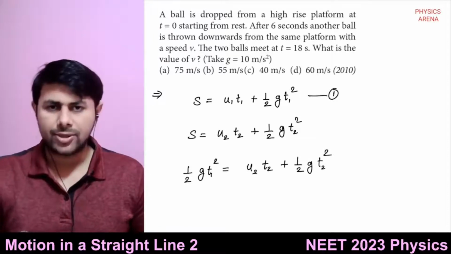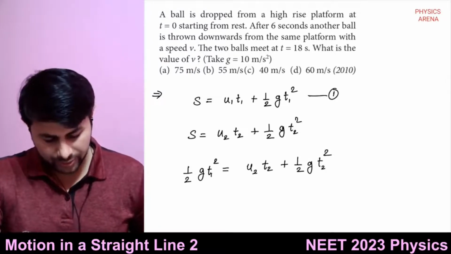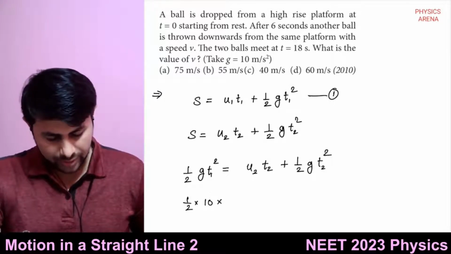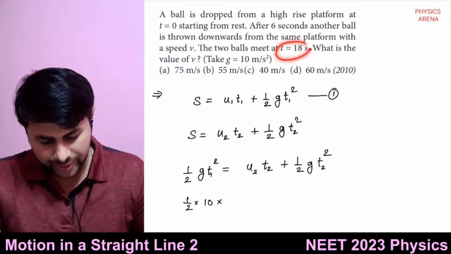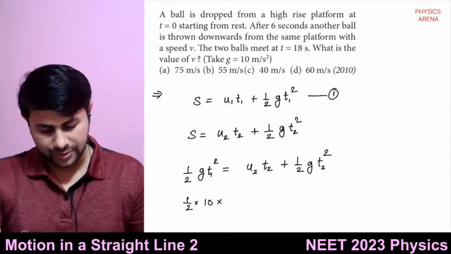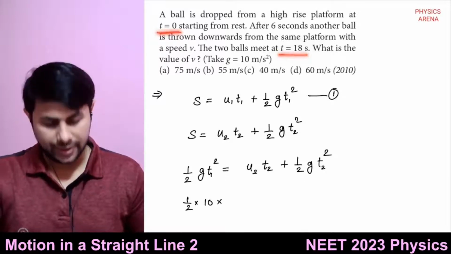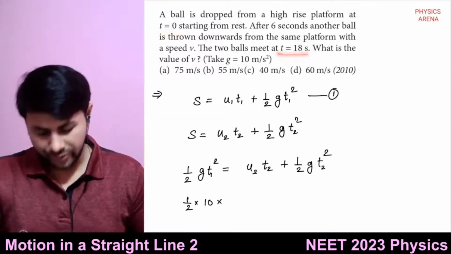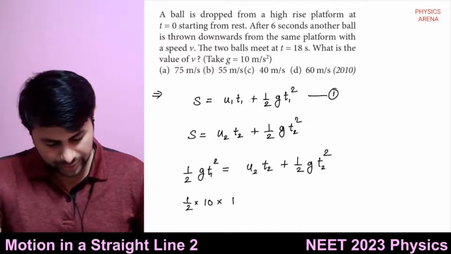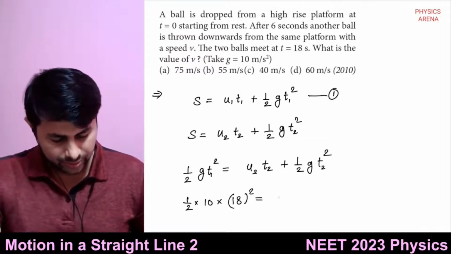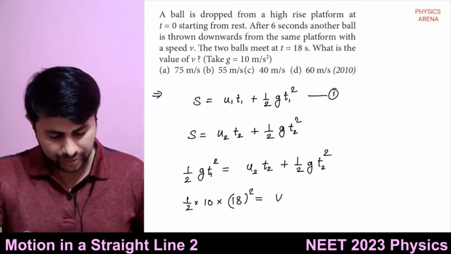And now we can substitute the values. So what are the values? Half of g is 10, t1 is how much? It is 18 seconds, starting from t equals 0 to t equals 18. So 18 square is equal to u2 times t2. So u2 is v multiplied by t2.